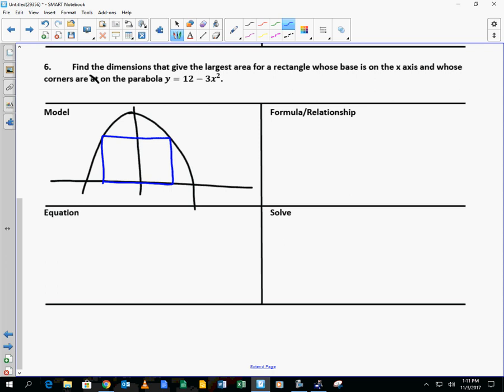Okay, and what's my goal? What do I want to do? Find the dimensions that give the largest area. So I want to try to maximize the area. So area is what of that shape? Length times width. I'm going to call it base times height, as long as we've got two dimensions, that's fine. The reason I'm going to call it base times height is they refer to the rectangle as having a base on the x-axis.